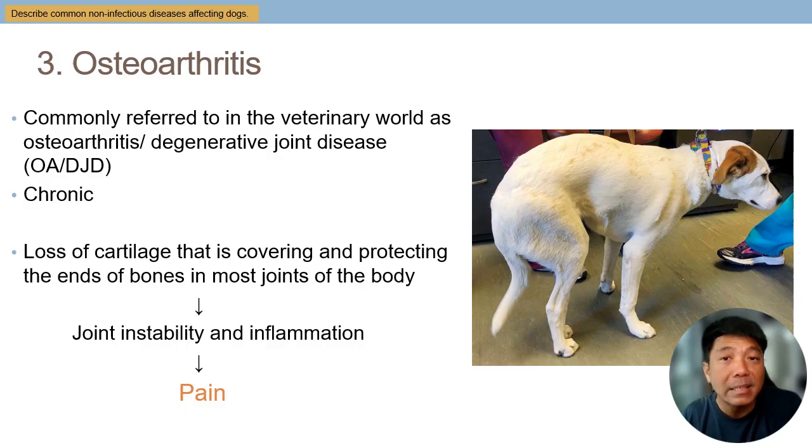Our final disease in this video is osteoarthritis, also known as degenerative joint disease. This is a chronic condition where the protective cartilage in a dog's joint breaks down, causing instability and inflammation which lead to pain. This is very common in older dogs, large breed dogs, or dogs with a history of orthopedic issues, such as ruptured cruciate ligament or medial luxating patella.